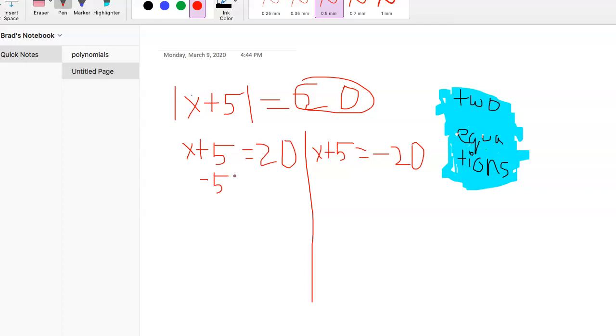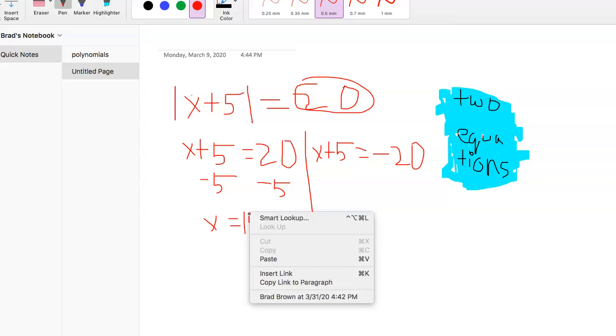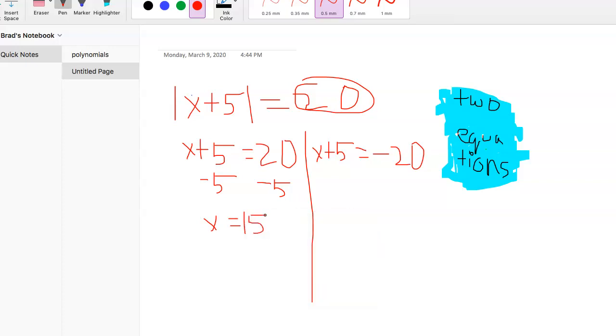Subtract 5. Oops, I always do that. Subtract 5, right? So 20 minus 5 is 15. X is 15. That's one of our solutions.